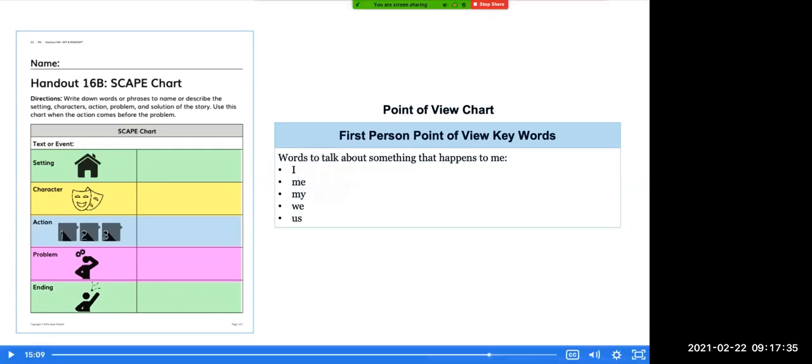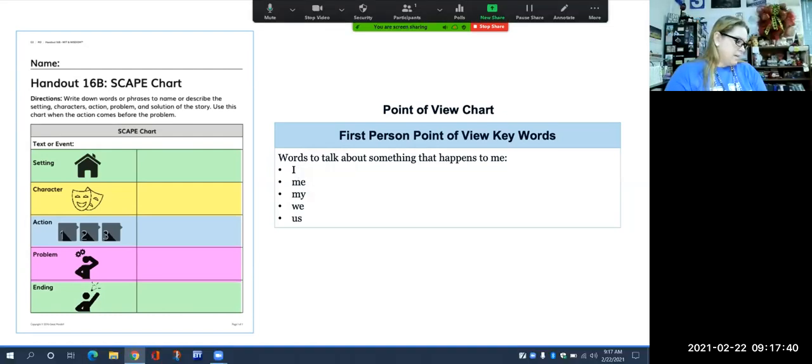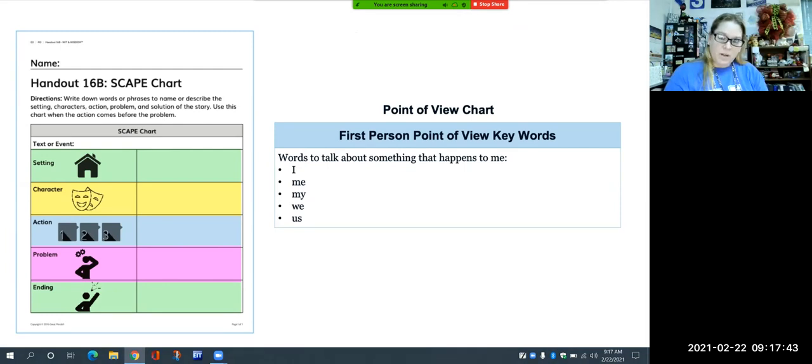Okay, so we did this last week, remember, where I asked you to use Handout 16A on page 134 to verbally say your Scape Chart. Okay, what I want you guys to understand is, and we've not done this before, that's why this is important, the way that you are going to write your story today is as if you are Ruby Bridges. Okay, that's why we're using those first person point of view words. You are going to write the story like you are Ruby Bridges.